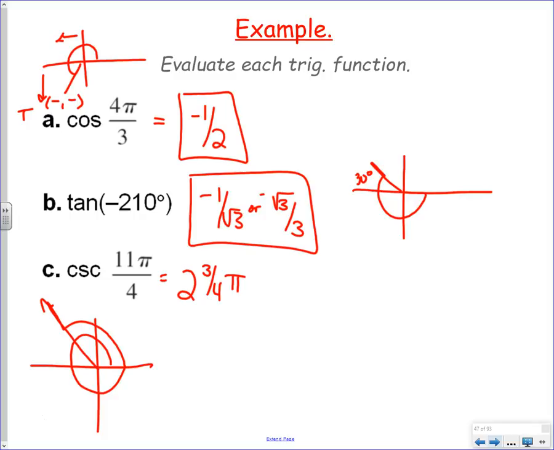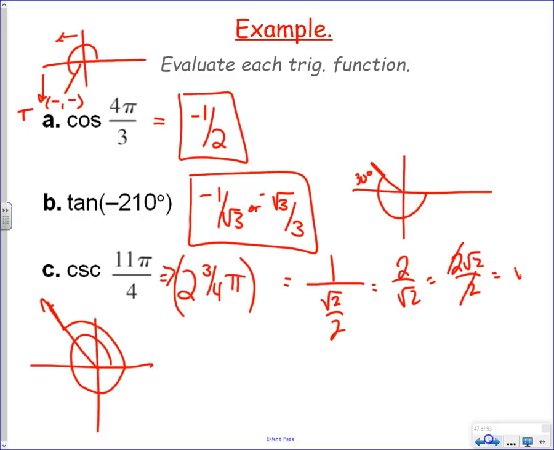Cosecant is 1 over sine. Sine is positive in the second quadrant, right? Yeah, sine is positive. So it's just rad 2 over 2, and cosecant is 2 over rad 2, which is 2 rad 2 over 2, which is rad 2. This is the one time it's a lot nicer to think of this as 1 over rad 2, because then you flip it and you're done.